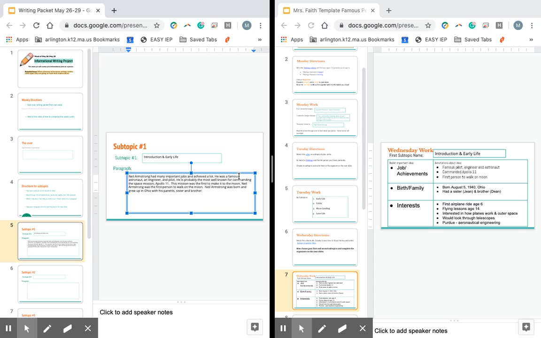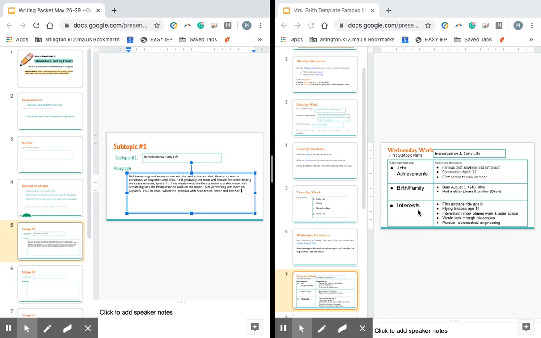I think I'm going to make a little change, which we can always change things as we're working. So Neil Armstrong was born. I'm going to add the date of his birth in there because I think that's a good place to put it. So he was born on August 5th, 1940 in Ohio. And then I'm going to change this to where he grew up with his parents, sister, and brother. All right, so now I have all my information here.